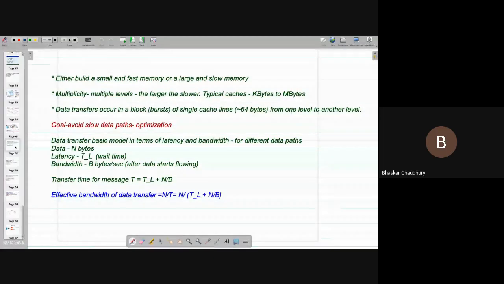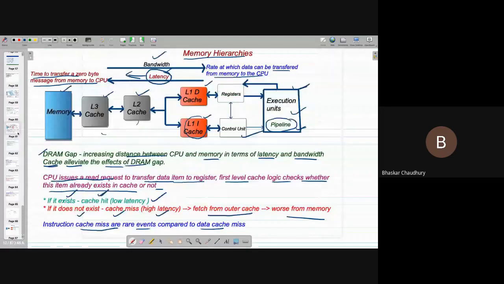Now, there is only one solution: either build a small and fast memory or a large and slow memory. If you want to build a fast memory, then it has to be smaller so that it can sit on the processor. Or if you build a large memory, like a RAM, which can be in gigabytes, that will be slow, and it cannot sit on the processor. It is outside the processor, connected to the processor with some bus. So you can clearly see that we have two choices: either make it fast and small, or make it slow and big.